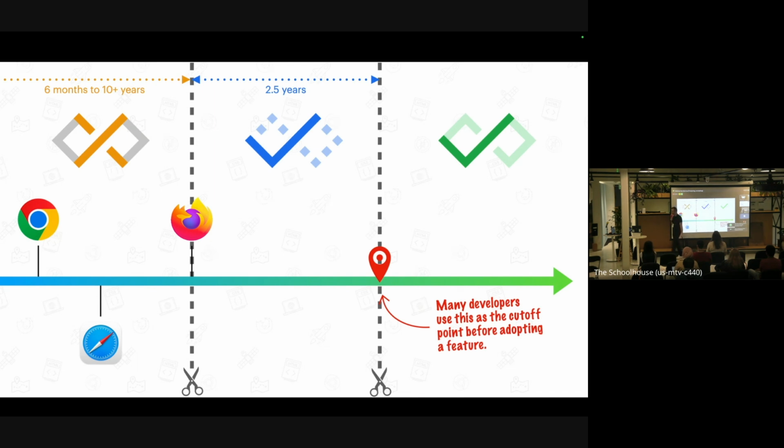because when the feature is baseline widely available, that is the cutoff point that a lot of web developers use to go all in on a certain CSS feature. And that's a long time between when we shipped it and when it's actually there. Typically you're talking about 3 to 4 years, maybe 5, before the feature is really baseline widely available.